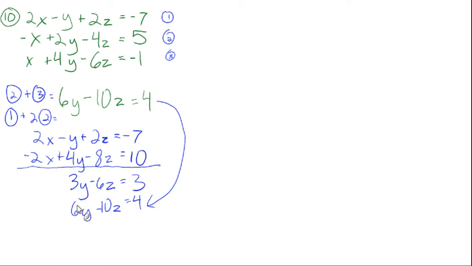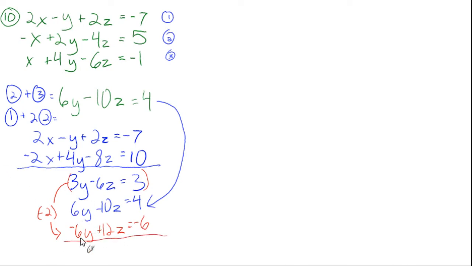Okay. Now we want to cancel one of these out, the y or the z. And I can see that 3 just needs to be multiplied by negative 2, so it'll cancel out with this positive 6. So multiply this thing by negative 2. 3 times negative 2 is negative 6y. Negative 6z times negative 2 is positive 12z, and this will be negative 6.